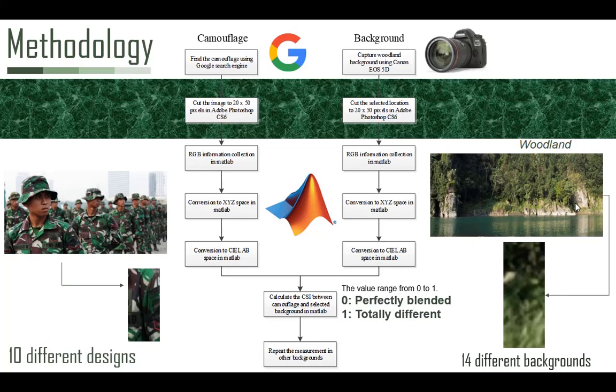And I would like to take the average of the CSI for each location in here. So, okay, 14 backgrounds or locations in here. After I cut into 20 by 50, and everything in here has been done, I utilize MATLAB, and after that I will get the CSI value, and then I would like to run the statistical analysis whether it's significantly different from other designs or not.